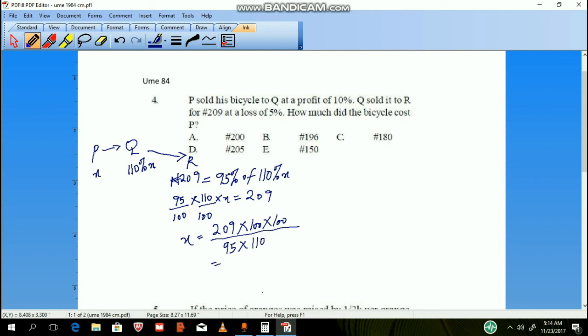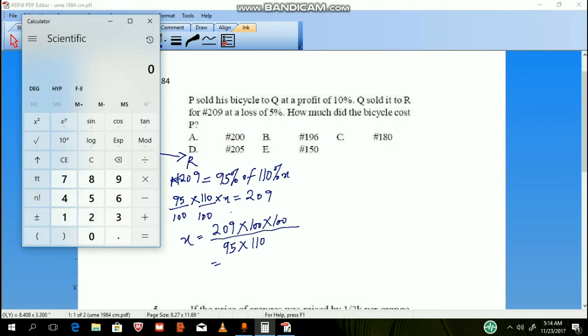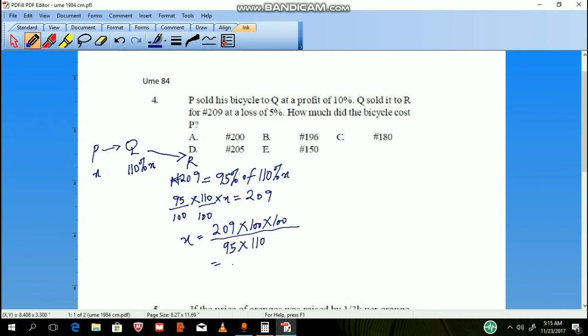So if I had to simplify this, let me get my calculator out. We will be having 209 times 10000 divided by 95 divided by 110. So everything will result to 200 naira. Therefore it implies that X is 200. Our answer is option A.